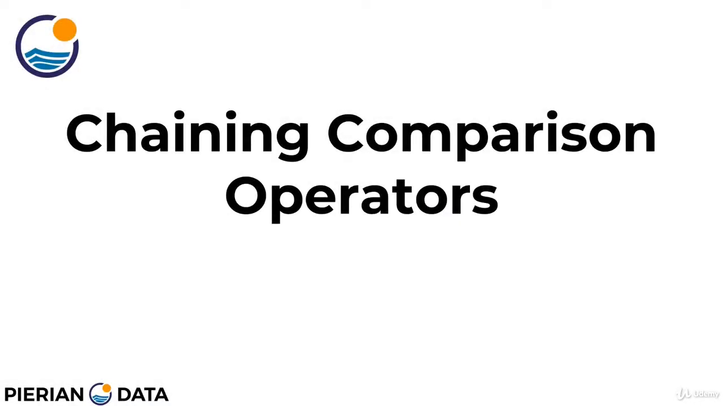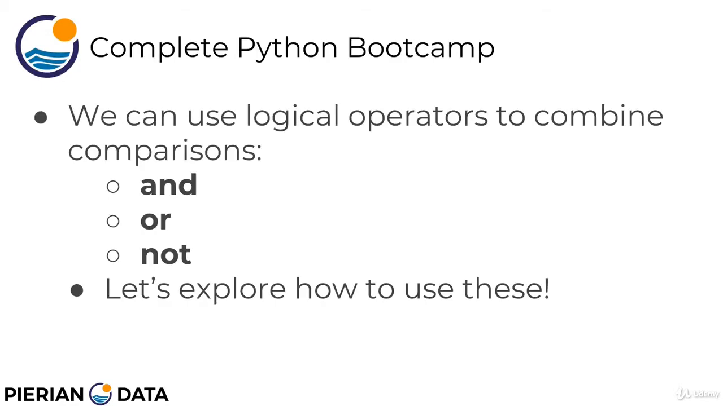Welcome back, everyone. In the previous lecture, we learned about comparison operators. Now we're going to discuss how to chain together different comparisons. And we can do this with the use of what are called logical operators, and they allow us to combine comparisons. The key logical operators we're going to be discussing here are the AND keyword, the OR keyword, and the NOT keyword.